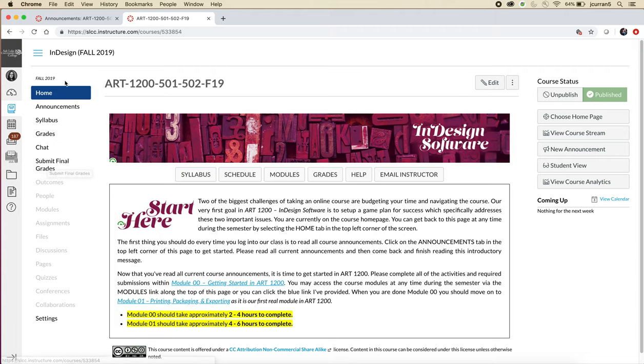So the tabs on the left-hand side are the Home tab, which will take you to the home page, the Announcements tab, which we covered in the last video. There is a Syllabus tab, Grades tab, and Chat, and then you will not see the option to submit final grades. That's a teacher thing.